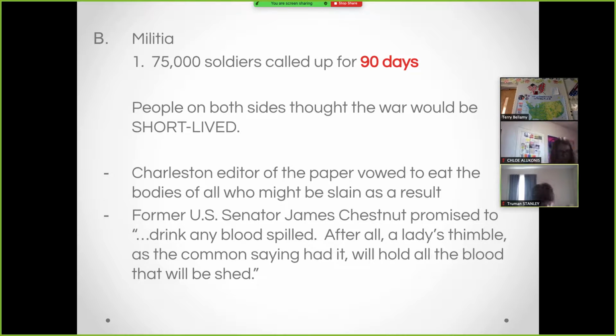Do you guys remember when we got to this? The idea that both sides believed the war was going to be really short, like a 90-day enlistment, is almost comical for a war. The Civil War is going to be really big, but both sides thought it was going to turn into a big nothing sandwich.